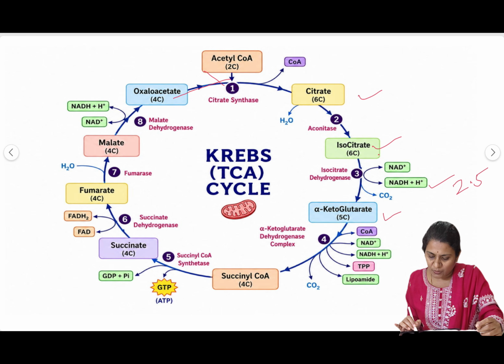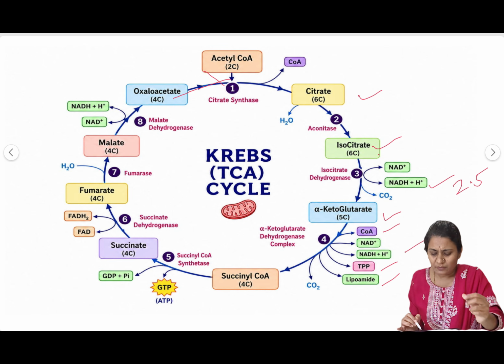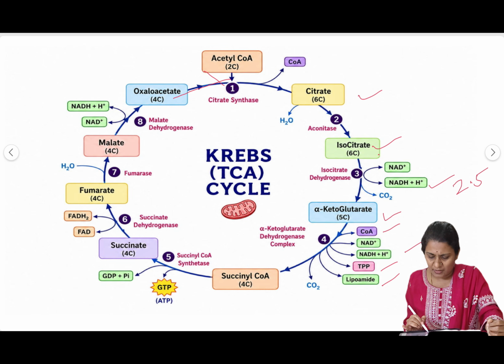Then this alpha-ketoglutarate dehydrogenase is a complex enzyme which requires all these factors. Then this is converted into succinyl-CoA. So here also there is a production of NADH. The cofactors are CoA, thiamine pyrophosphate and lipoamide. This is also producing 2.5 ATP.